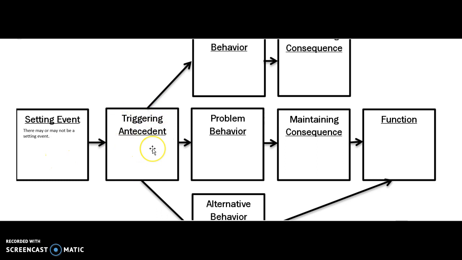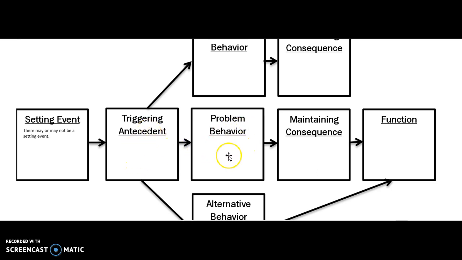Triggering antecedent, whatever has happened immediately before the behavior that has triggered that behavior to happen. This can be a request to perform a task. This can be an interaction with a peer. Whatever it is that has triggered that behavior to happen, you're going to fill that in there.